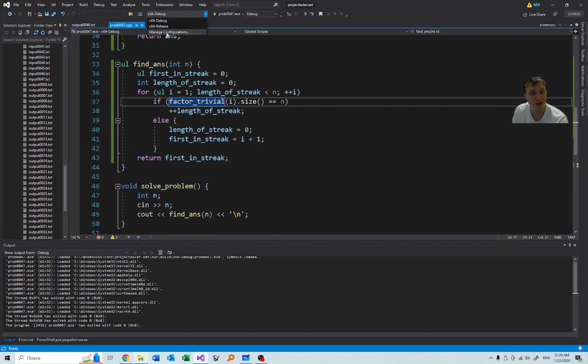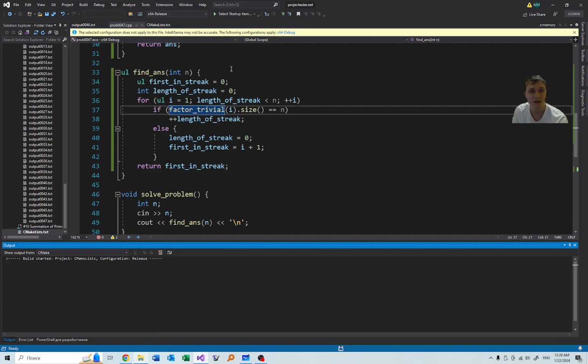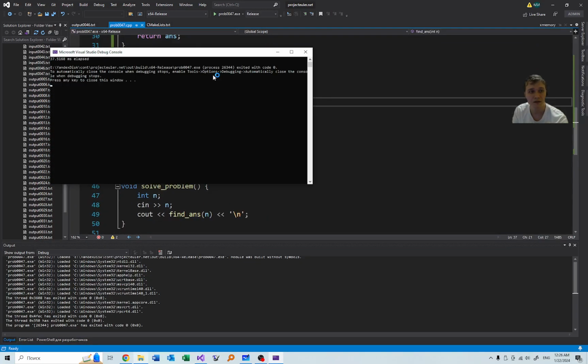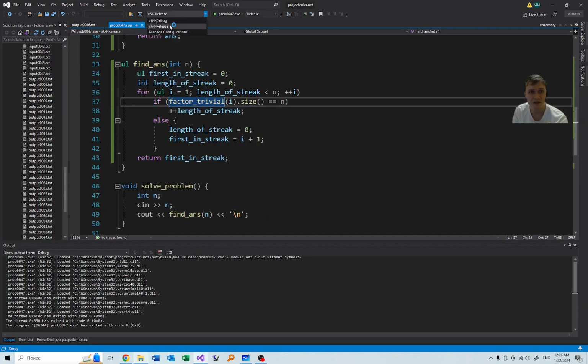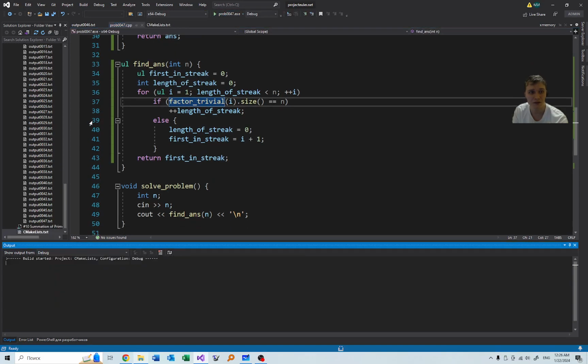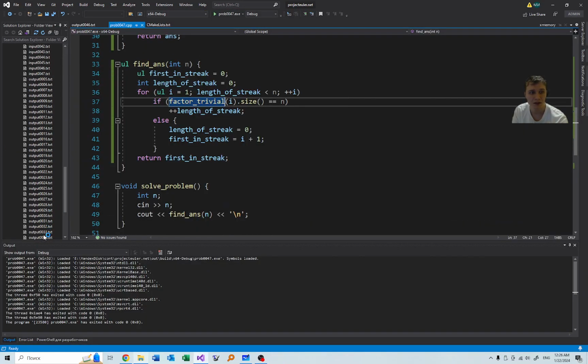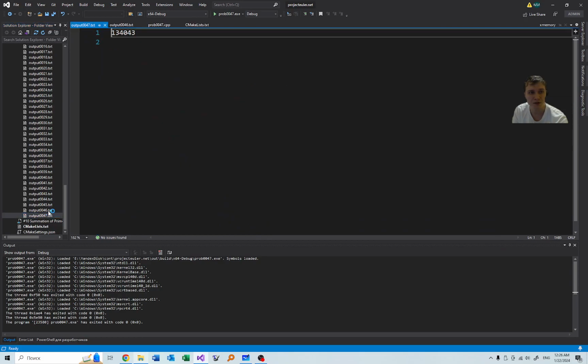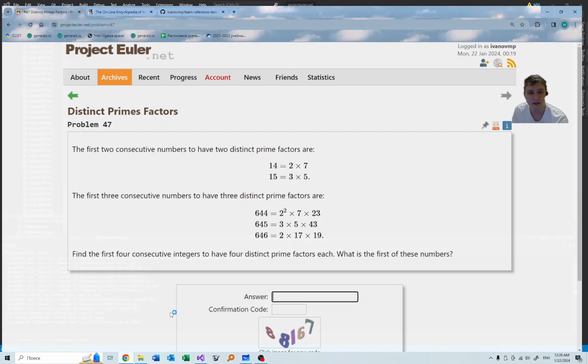Oh, it took a lot of time. So in release, it takes like 37 milliseconds, but in debug it took a lot. Yes, but it returned the answer, which is simply this nice number.